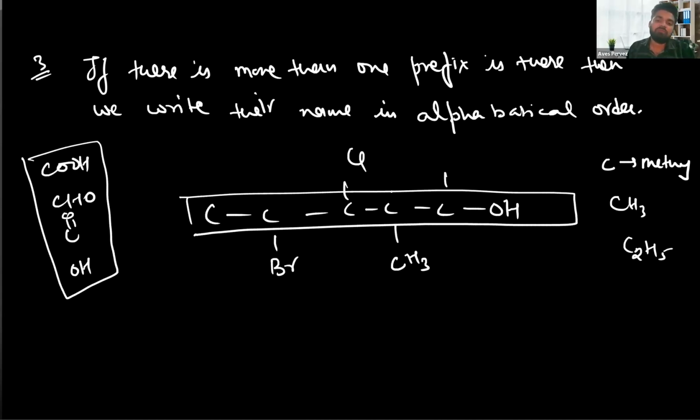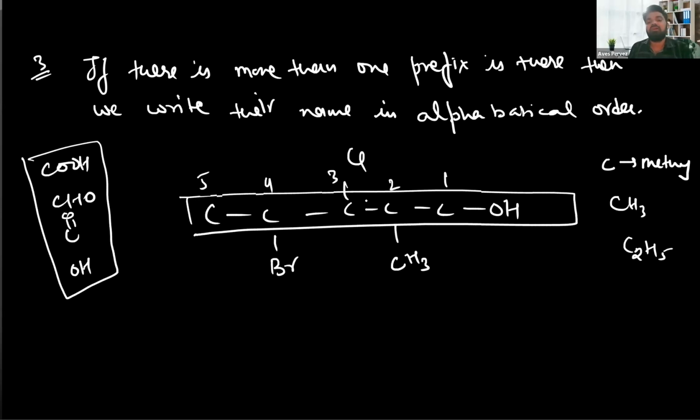So we'll write here 1, 2, 3, 4, and 5. If I number like this, 1, 2, then this will get the last number, which is not right. This hydroxide group should get the lowest possible number. Alcohol functional group should get the lowest possible number. So 1, 2, 3, 4, 5.